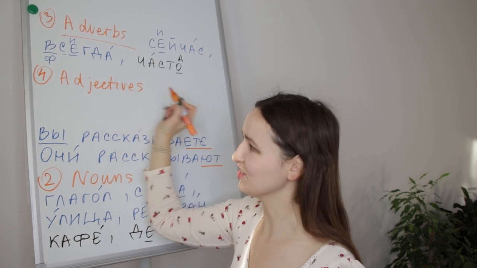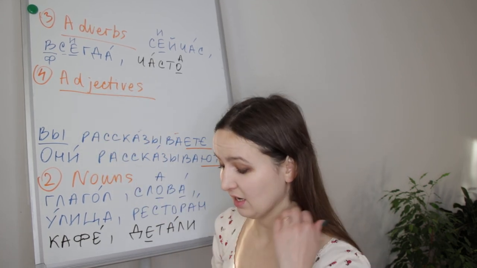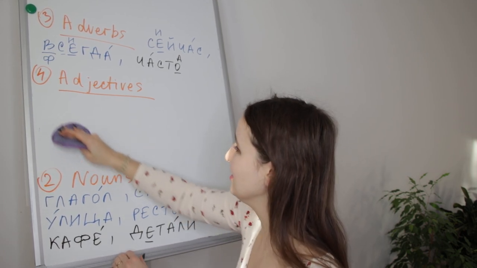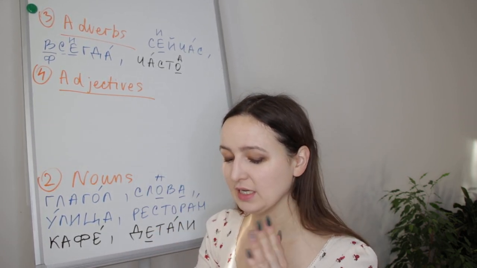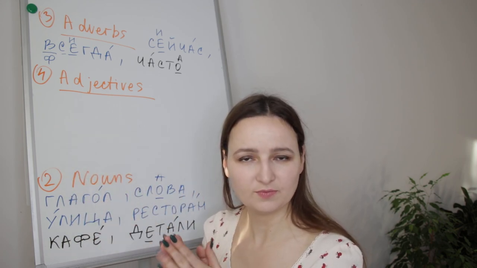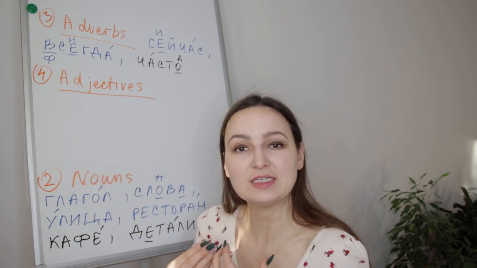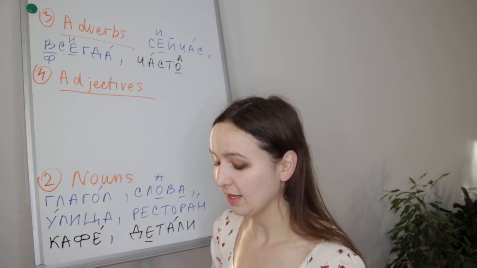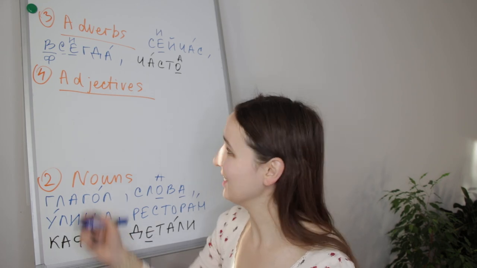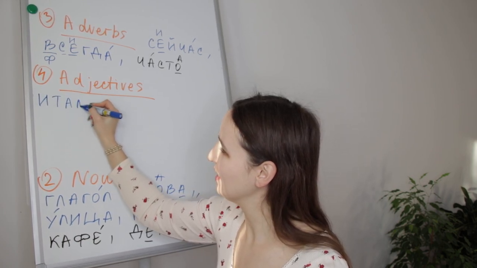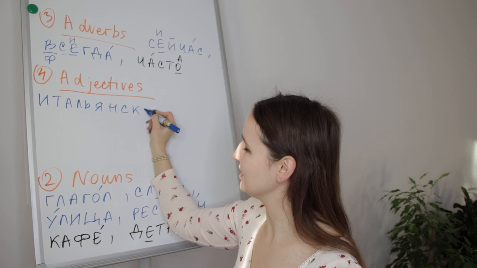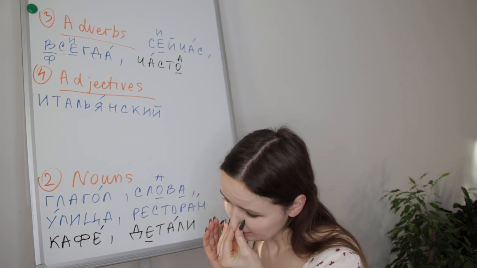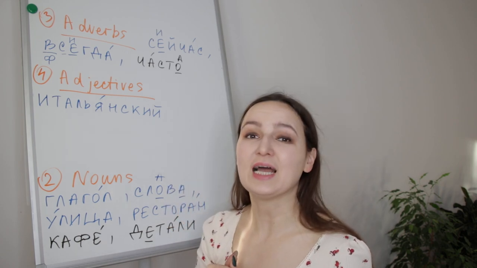Adjectives. And let's see what adjective we are going to learn today. And it will be Italian in Russian. But if in English it's Italian for any word that you will use with this adjective, in Russian this Italian will be different in all the genders and in plural. For example, итальянский. Итальянский.